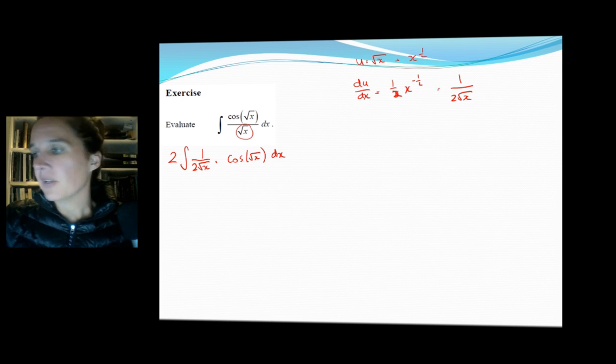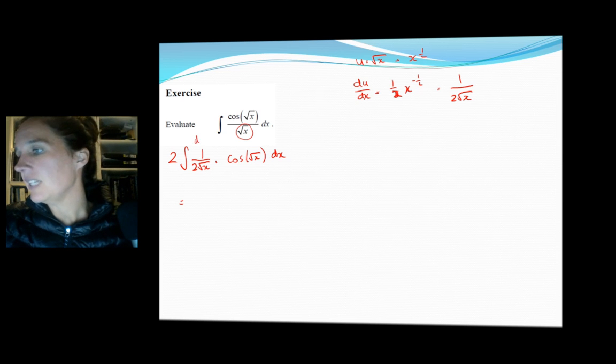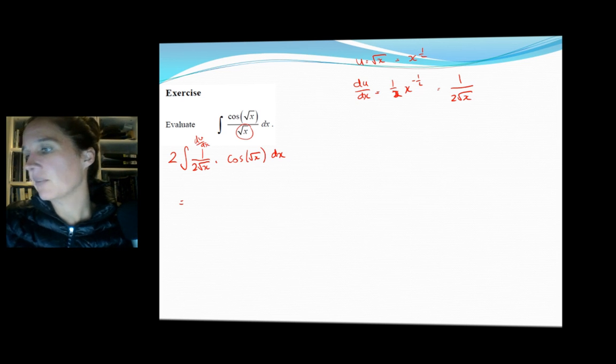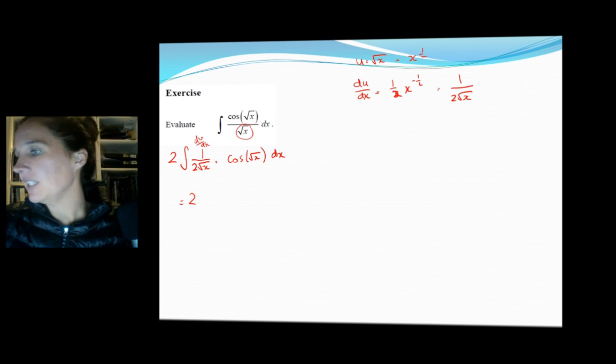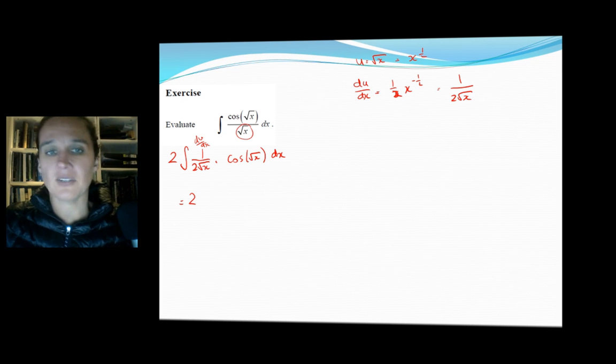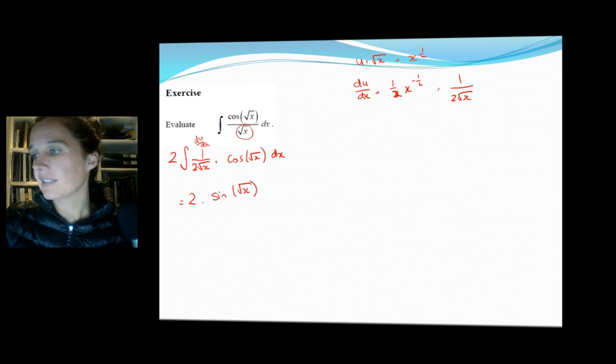So now we're going to work through with this. We've got here our du on dx. We've got our 2 out the front, our du on dx here. Now we just integrate our cosine here. So this becomes sine of the square root of x plus our constant c.